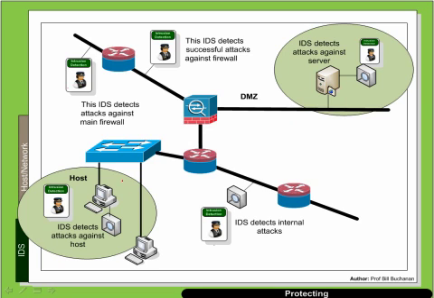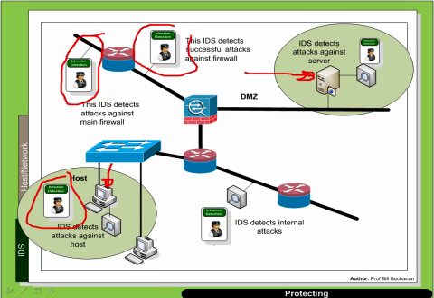So we can move the IDS around, and in this case the IDS can detect attacks against a specific host and against a specific server. This one here could listen to attacks from outside, and this one can listen to attacks which have successfully breached the firewall. This one here can listen to internal attacks.